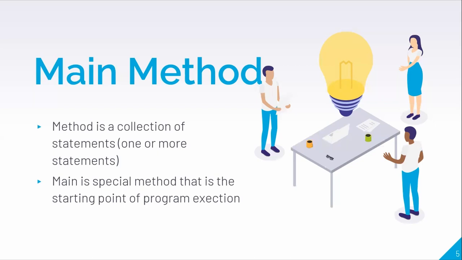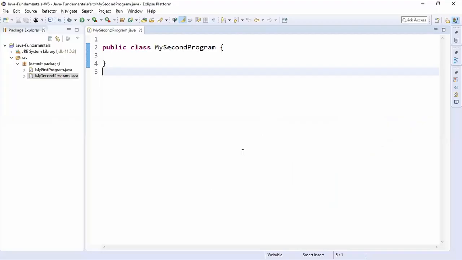Now that we have a brief understanding of what is a class, let us understand what is a main method. Now in Java, or for that matter in any programming language, method is a collection of statements. It can be one statement or more than one statement. Now in case of Java, main is a special method that is the starting point of execution. So let us understand these two concepts with the help of an example.